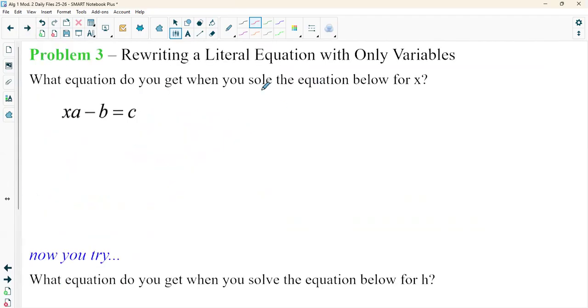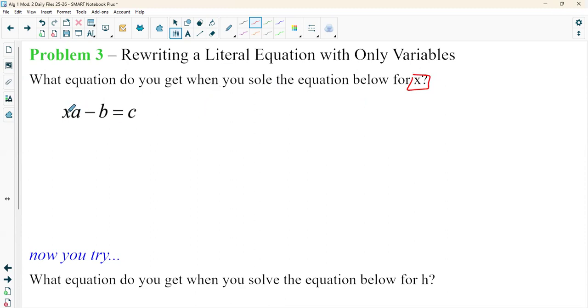So rewriting a literal equation with only variables. So in this case, we don't have any numbers. Still totally okay. We're going to do the exact same thing we did before. We're going to get rid of everything not touching what we're looking for. So in this case, we're trying to solve for x. So we've got x times a.